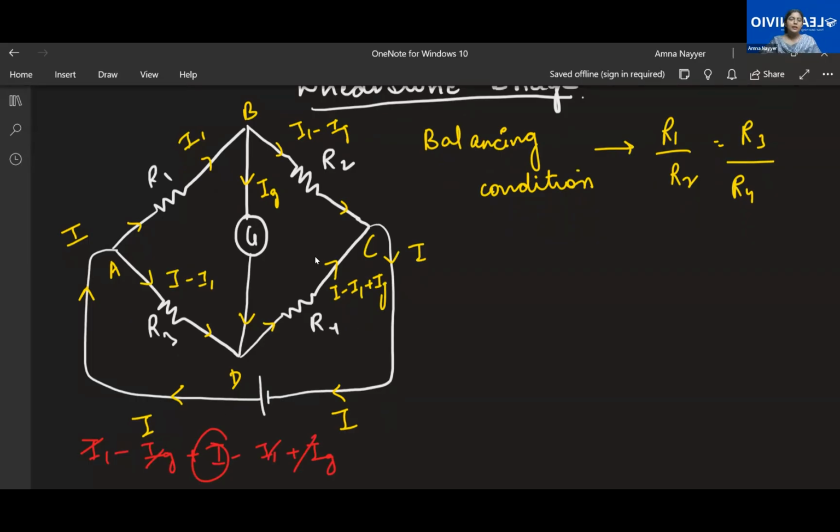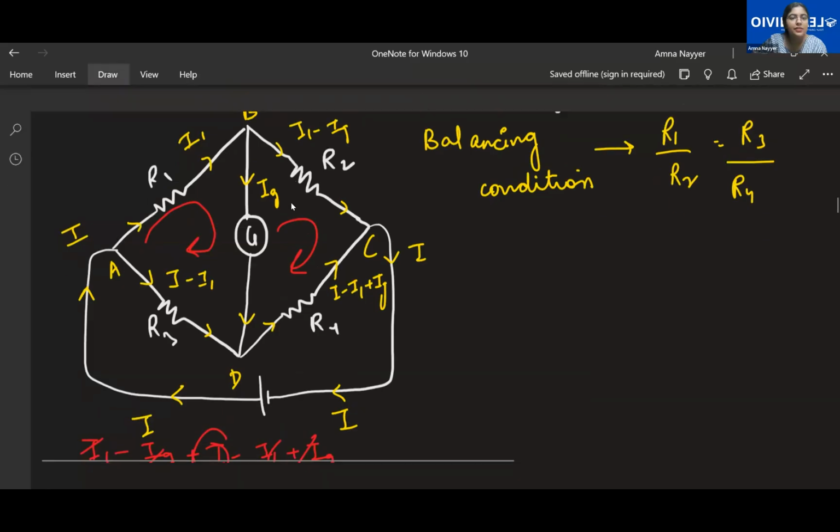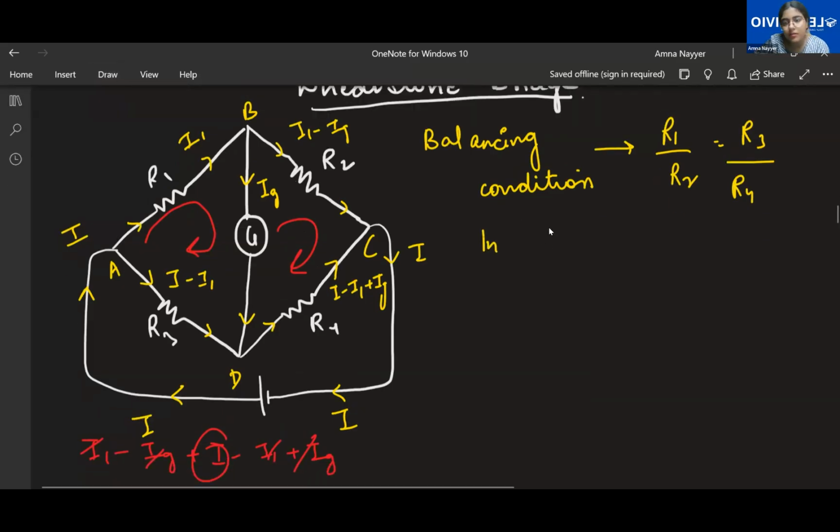All right then. Let's move along the current only. Let's go clockwise, and this is also clockwise. Let's go clockwise in both the cases. Remember, we are just proving what's the balancing condition, and one more condition that I'll tell you. But first, let us just write down the equations. In the loop, let's say A, B, D, A.